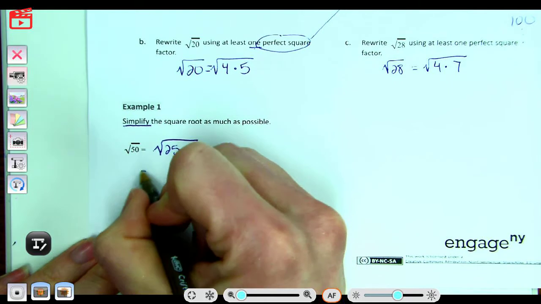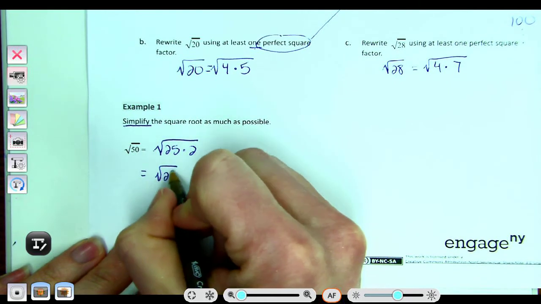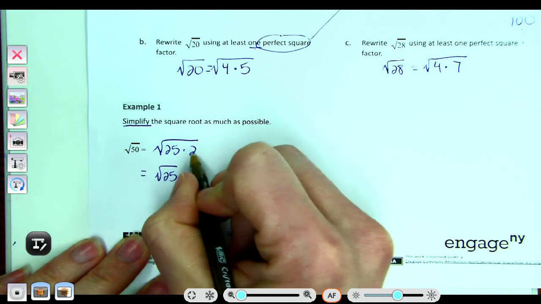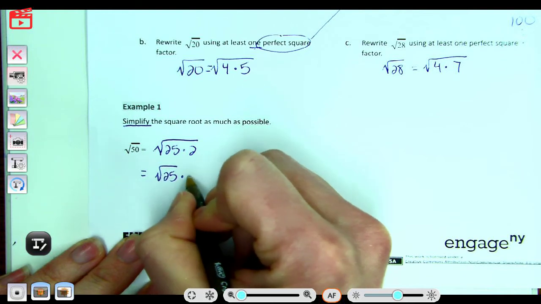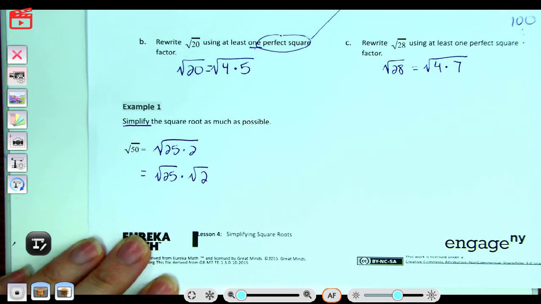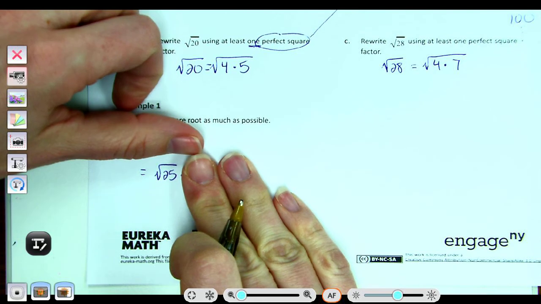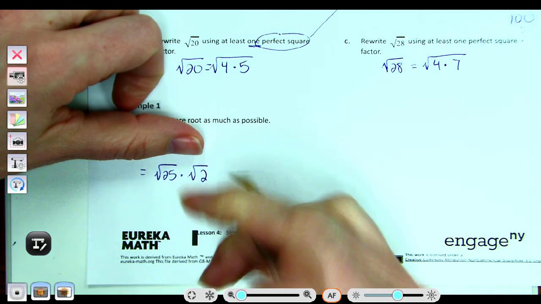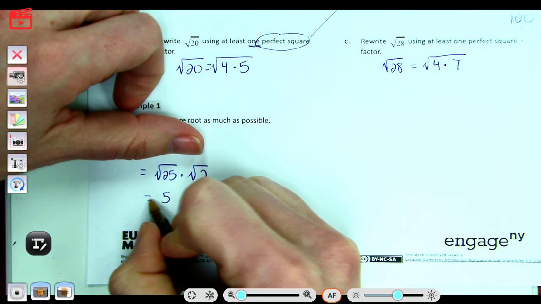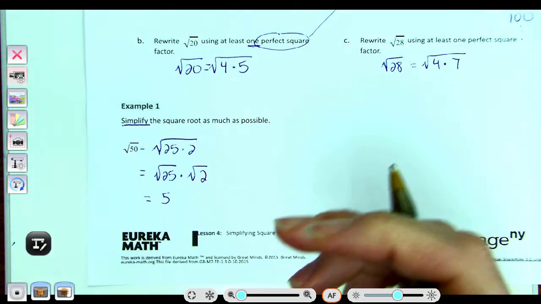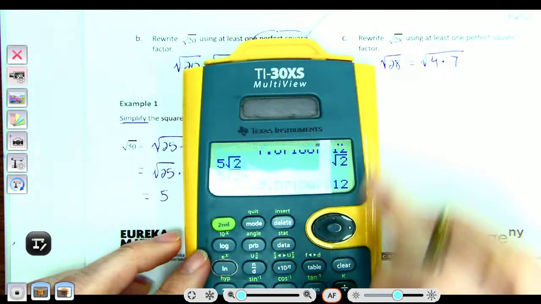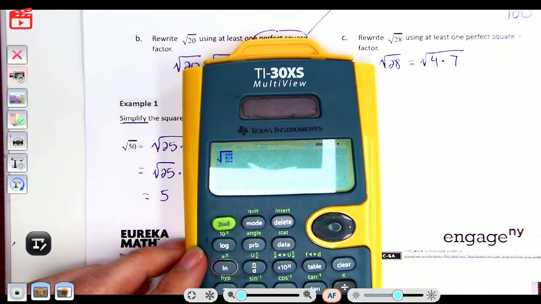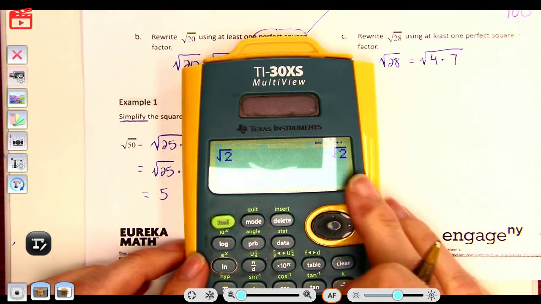I can break this up then into factors. I can rewrite the square root of 25 times 2 as the square root of 25 times the square root of 2. And then, if I had just given you that problem, what is the square root of 25? You would say 5. What is the square root of 2? Well, you want to try it on your calculator. You'll notice it doesn't give you anything.